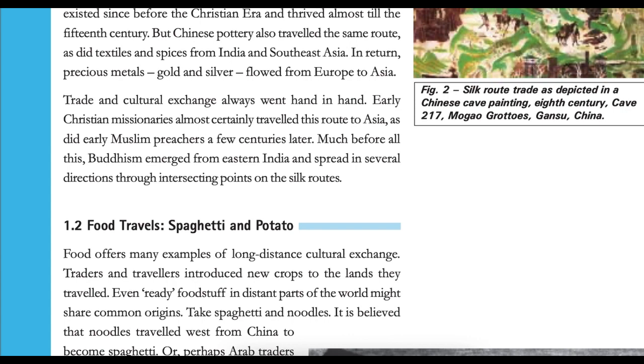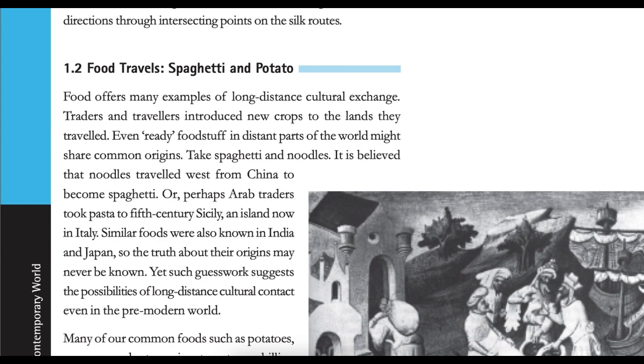Food travels, spaghetti and potato. Food offers many examples of long-distance cultural exchange. Traders and travelers introduced new crops to the lands they traveled. Even ready foodstuff in distant parts of the world might share common origins.